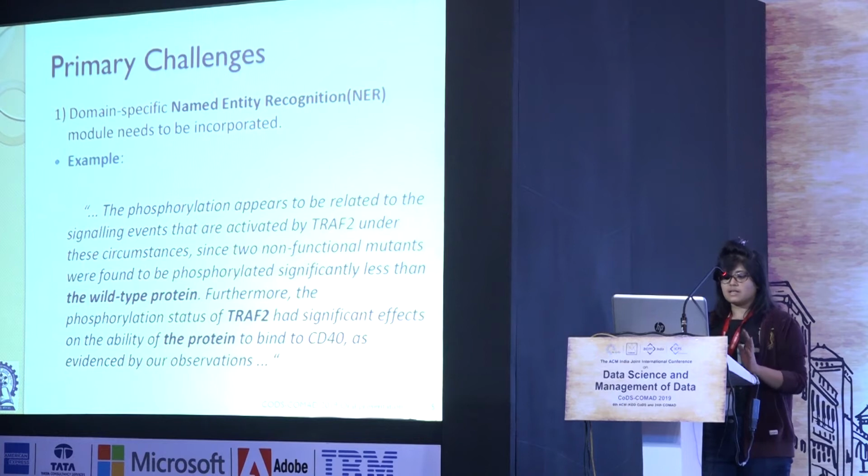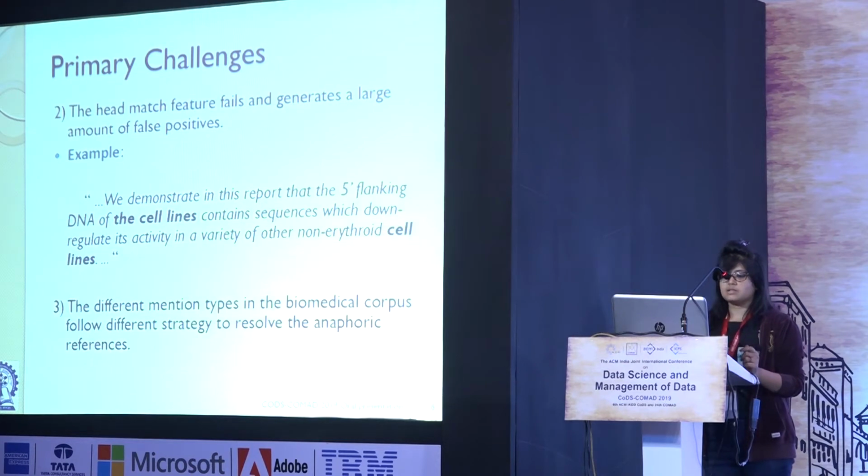Here you can see an example like "the wild type protein TRF2" and "the protein" in the last sentence is the mention. When we tag it through a general domain English co-reference resolver, "the wild type protein" and "the protein" get linked. While if you are using a domain specific co-reference resolver, "the protein" is referring to TRF2, which is the correct antecedent. So this is the first primary challenge.